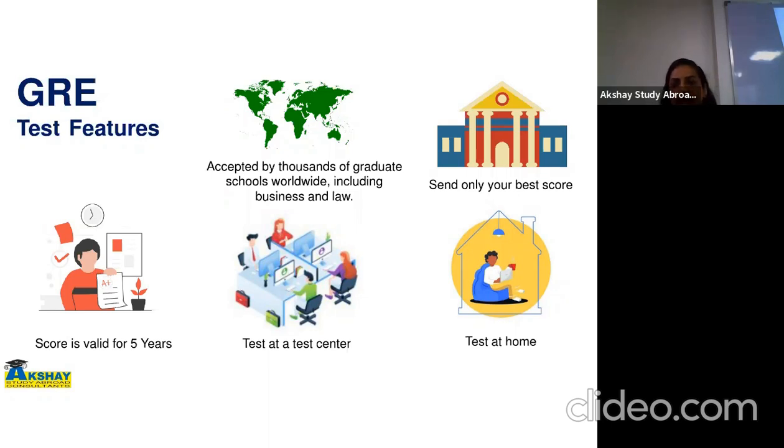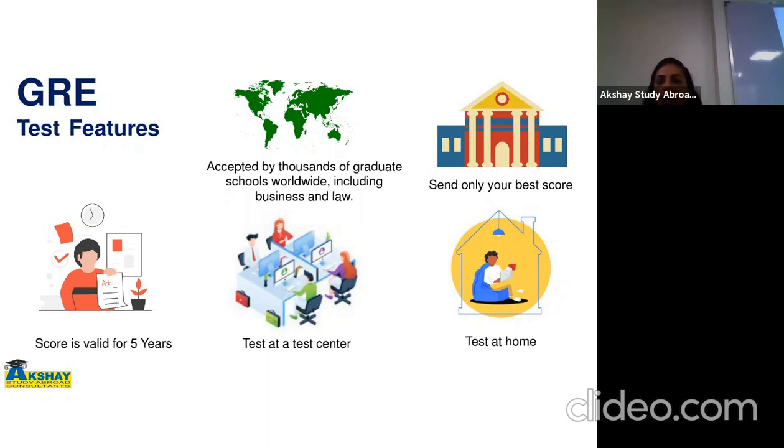Then the test can be taken at home or at a test center. We generally recommend students to give the test at a test center. This is because they suspect any suspicious activity and then your test score is cancelled. Nowadays, many universities are also not accepting the home-based edition of the GRE test. So we generally suggest students to appear for the test at a test center only.